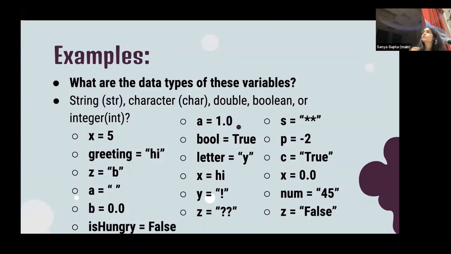Let's do C equals true. That's a tricky one. Yeah, go ahead. Okay, so this was a tricky one. It would be a Boolean if it wasn't enclosed in the quotes. So in this case, it would be a string since it's in quotes. So just remember that Booleans won't be enclosed in quotes. That was a good guess though.